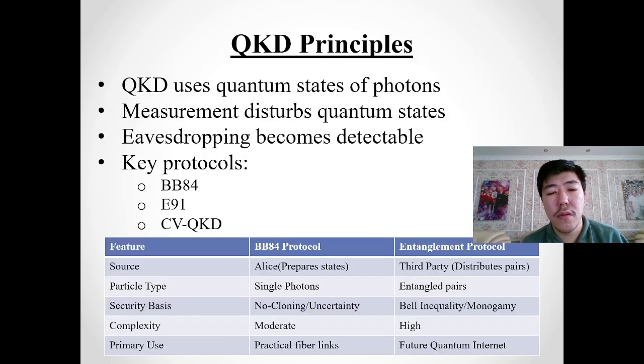QKD relies on fundamental principles of quantum physics. When a quantum state is measured, it changes. This means that if an attacker tries to intercept the communication, the disturbance can be detected by the legitimate users. In this research, I studied three main QKD protocols: BB84, E91, and CVQKD. BB84 mostly uses polarization states of photons, while E91 relies on quantum entanglement between particles. CVQKD uses continuous variables such as light amplitude and phase.